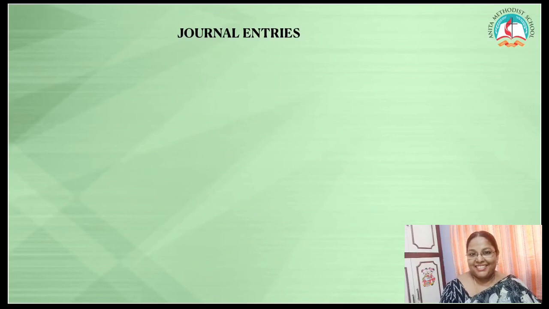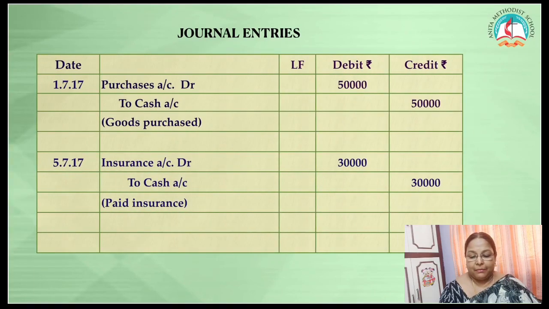So here is the journal entry. Remember the format? What is the format? Date, particulars, LF, debit and credit. Don't forget to write the format correctly. Okay. See. First one, purchases account debtor to cash account. 50,000, 50,000. And what is a narration? An explanation of what is a journal entry. Goods purchase.